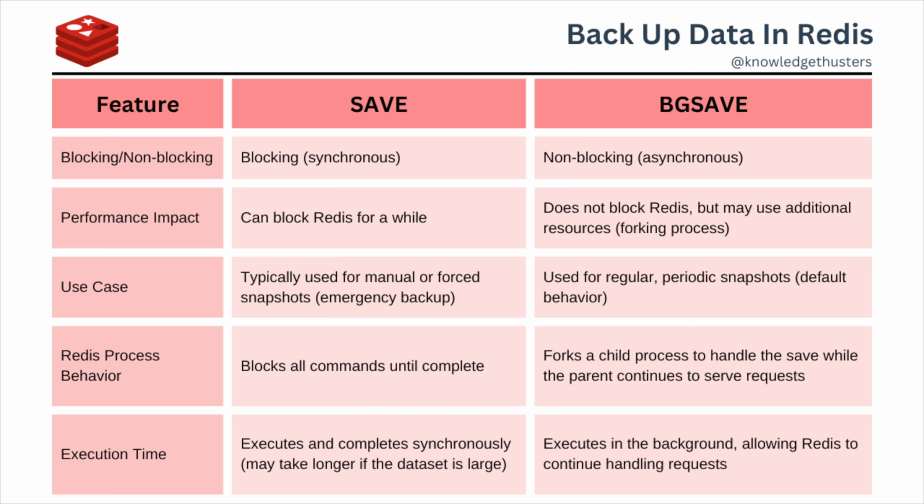So the SAVE command is used in an emergency, or when you need to take a manual snapshot. Otherwise BGSAVE is for regular backups, let's say once a month, so BGSAVE is preferred. So I have installed Redis in Docker.